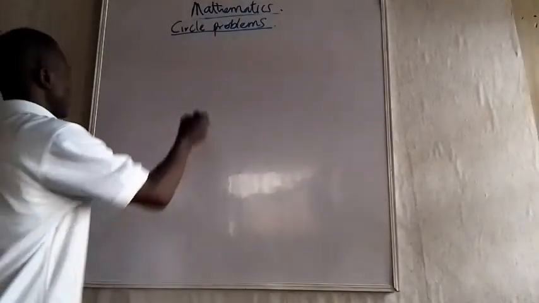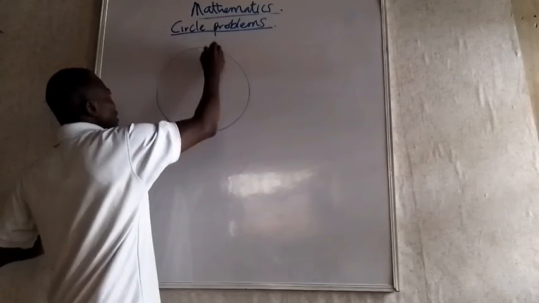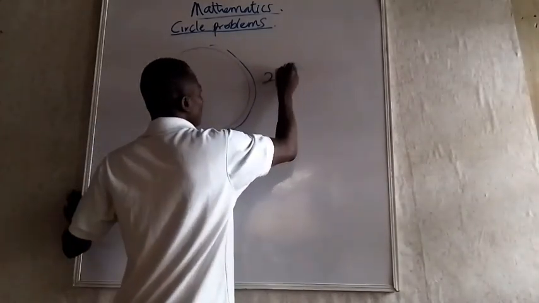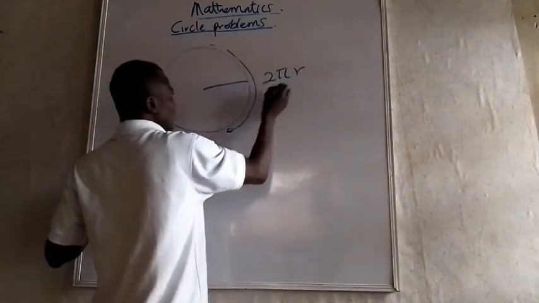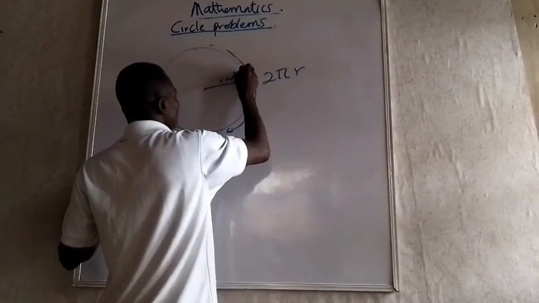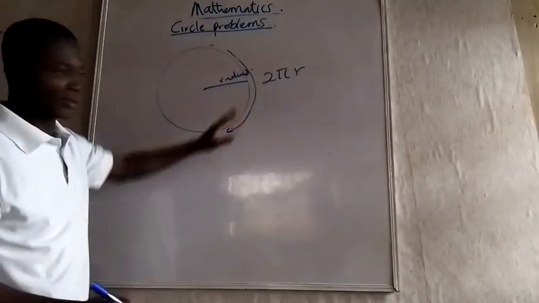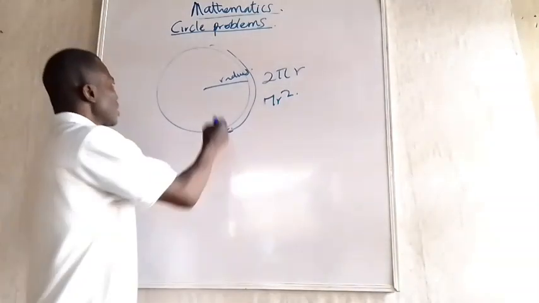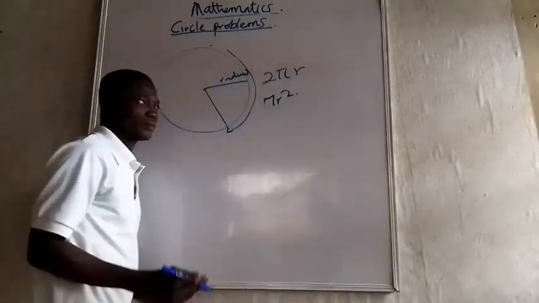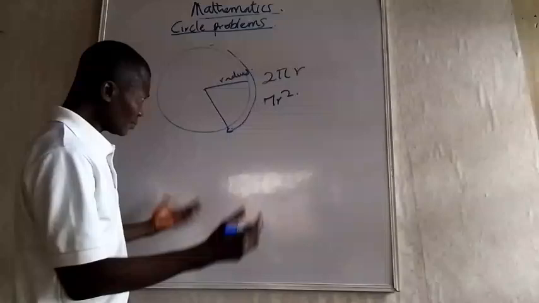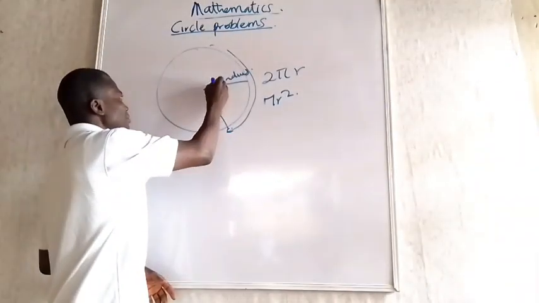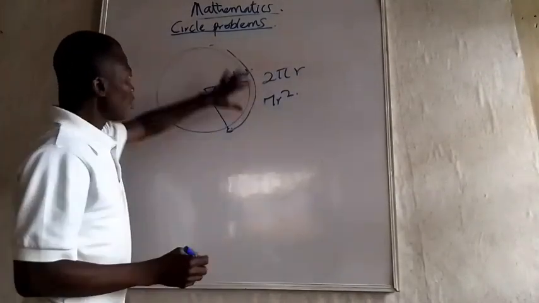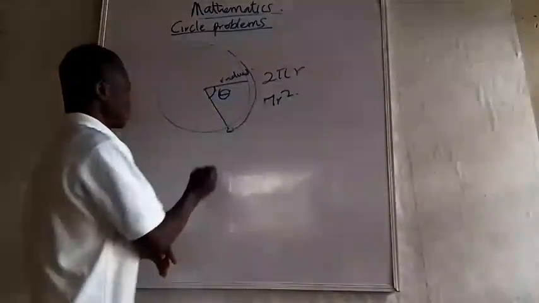Let's start with this. When you have a circle, the total length of this round is 2 pi r, where r is the radius. The total area of the surface is pi r squared. And then, if we have it cut like a pie, it will subtend angle at the center. Now, the whole angle is 360.